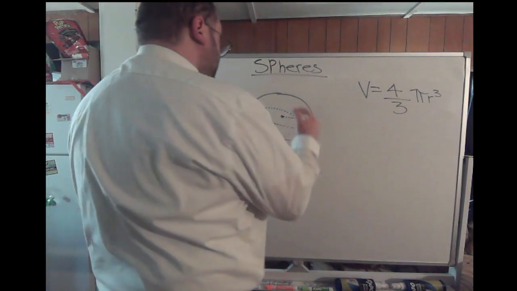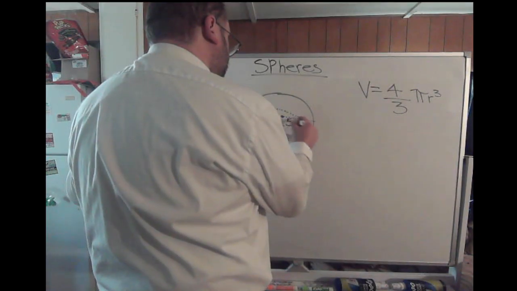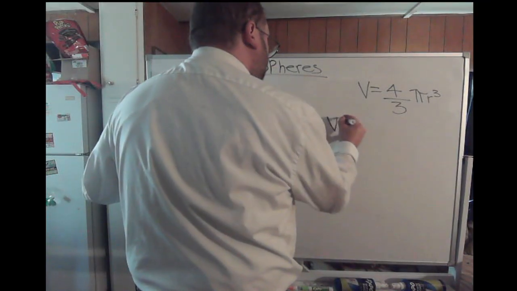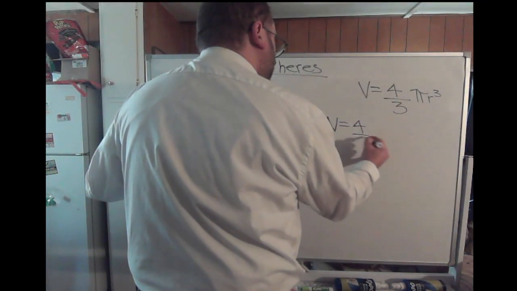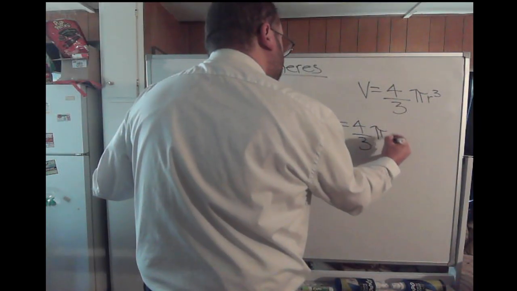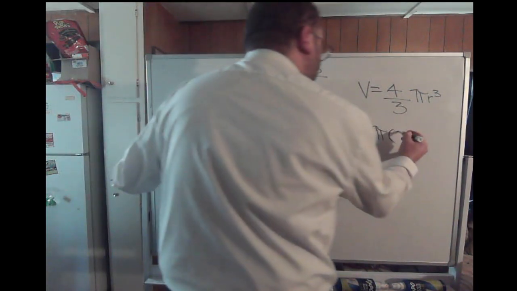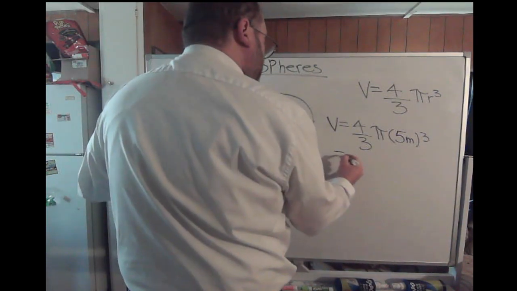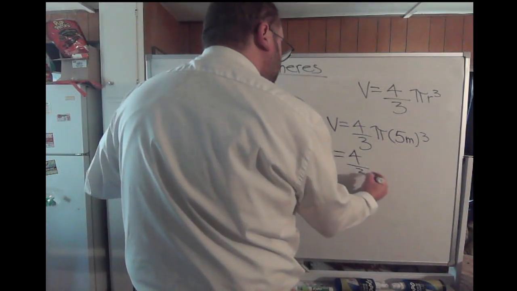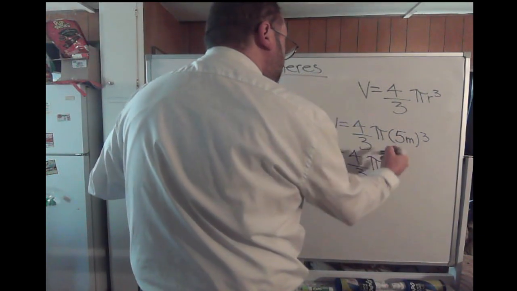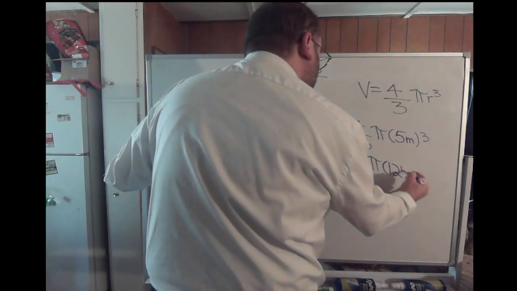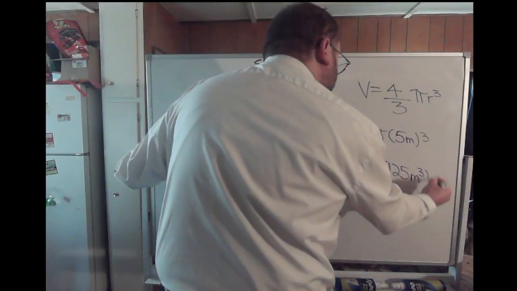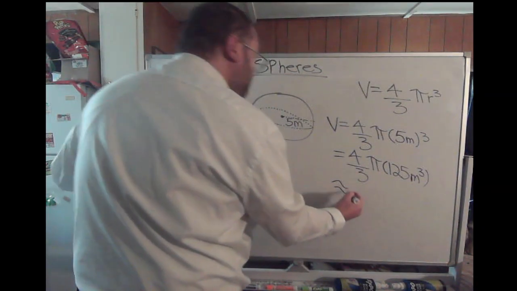Let's say I just have a radius of 5 meters. So this sphere has a radius of 5 meters. Well, let's take the volume formula. It'll be 4/3 times pi times that radius of 5 meters to the third power. So you'll still have 4/3 times pi, but that 5 to the third power, that's 125 times meters. Meters to the third power is, well, cubic meters. Now all you gotta do is your multiplication and you'll get the volume of the sphere.